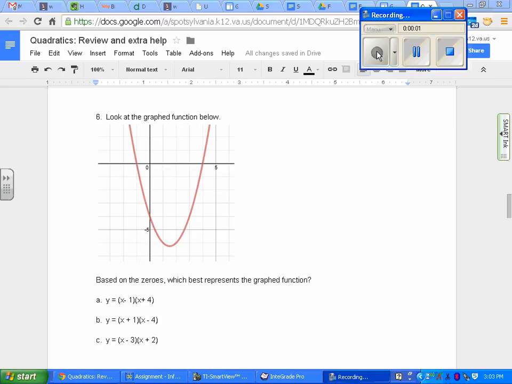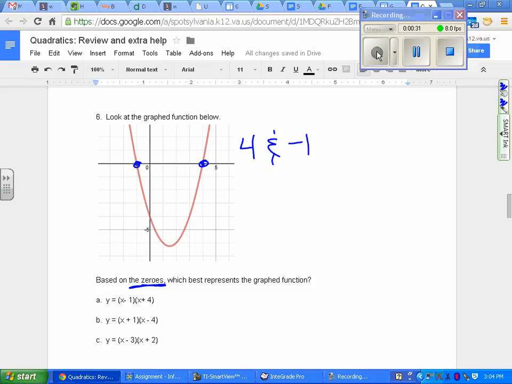All right, this next one is a little bit different. You're being asked to not only find the zeros, which best represents the graph function. And you're being told for this one that based on the zeros, we talked about this a lot in class, but if you can remember this, it can make your life a lot easier. Your zeros are 4 and -1.